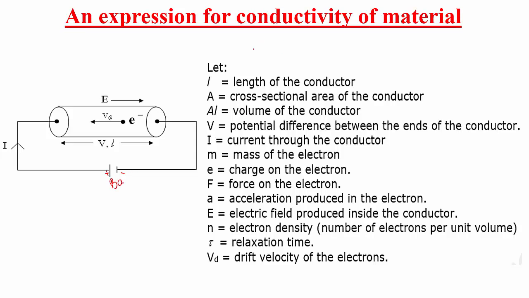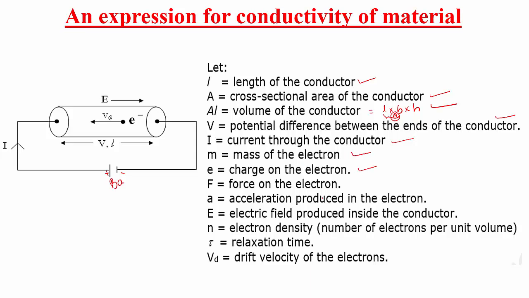Now from this diagram, L indicates the length of the conductor, A is cross-sectional area of the conductor, AL indicates volume of the conductor, because volume means length into breadth into height. So length into breadth gives area. So we can write area into length that gives volume of the conductor. And V is potential difference between the ends of the conductor. I is current through the conductor, m is mass of electron and e is charge on the electron.